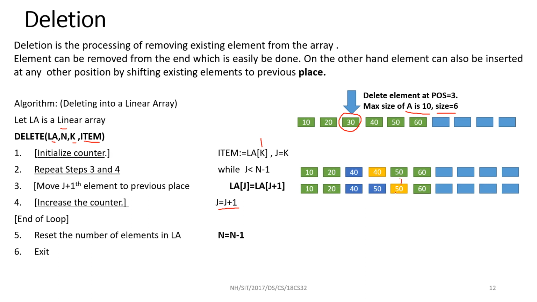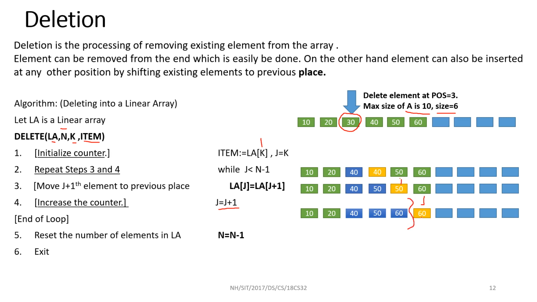Again increase the value of j. J now points to this element, j plus 1, where the element is 60. Copy that to the previous place. 60 is now placed here. A copy was there here already, but a new copy is made in the previous place. Okay, this is the status of the array.